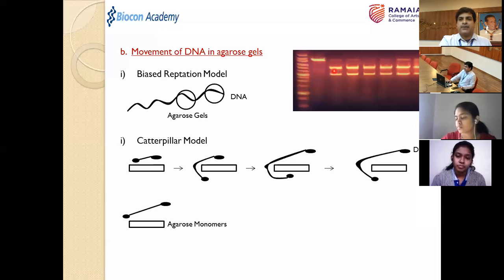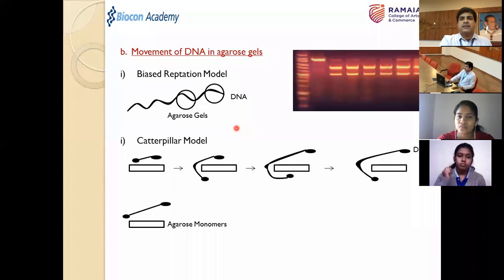And size you can make out based on the marker. For this marker, you know the size of the fragment at each position, and you have to correlate it with the fragments of your sample, and that way you can make out what the size is. Okay, understood? So that is the way we use this technique for separating DNA.